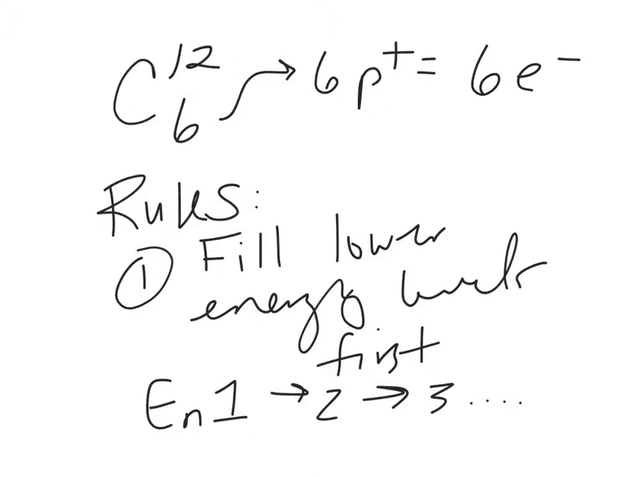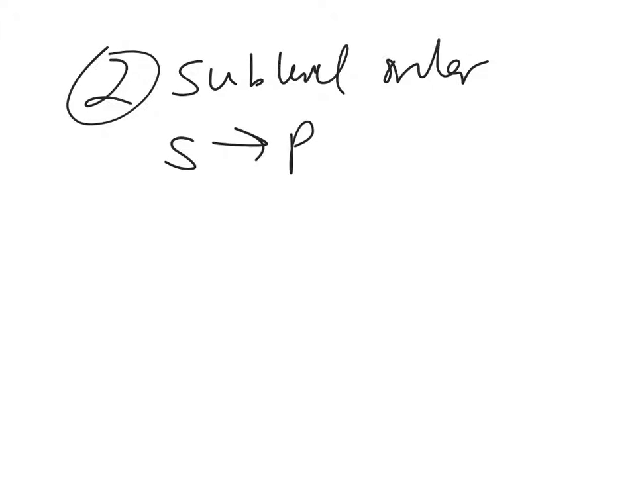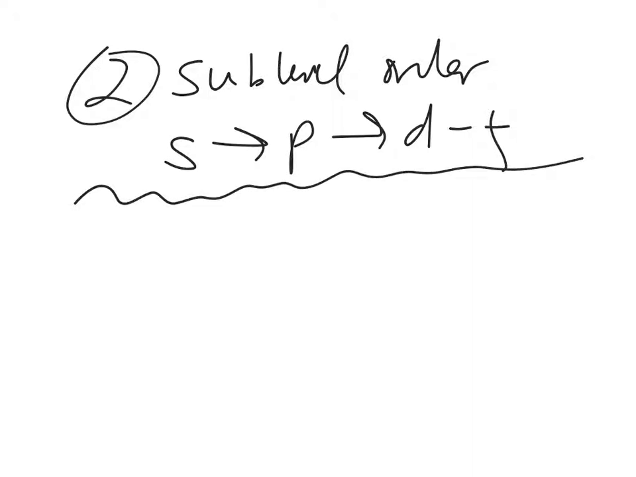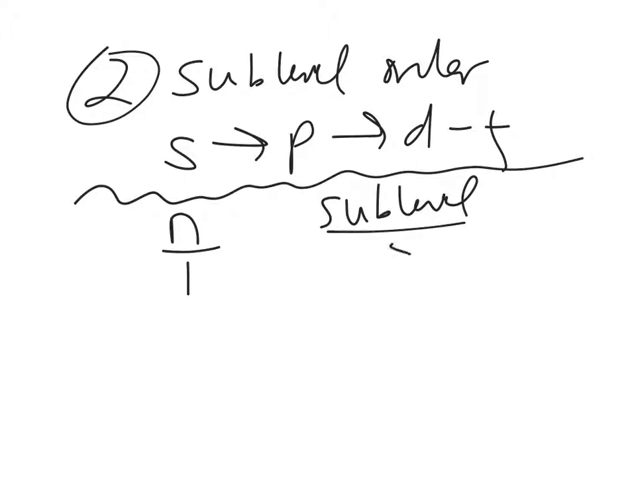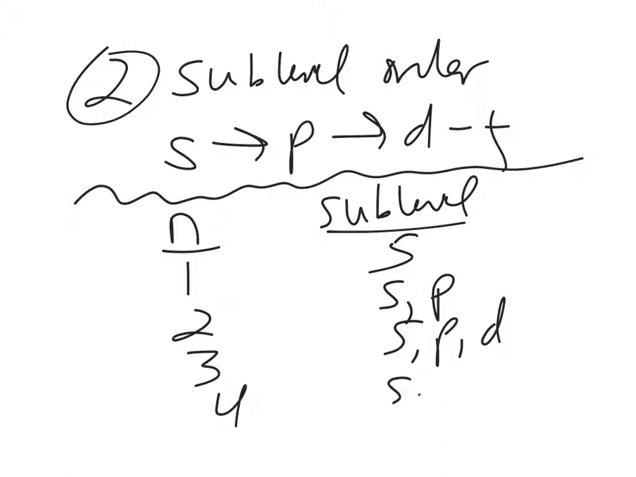And the second rule is we fill the sublevels in order. So that means we fill S sublevels before we fill P, before we fill D, and before we fill F. And we also remember, just to hark back to the last lecture, that different sublevels exist in different energy levels. So remember, in energy level 1, the only sublevel available is S. In energy level 2, we have an S and a P. In 3, we have an S, a P, and a D. And in 4, we have an S, a P, a D, and an F.